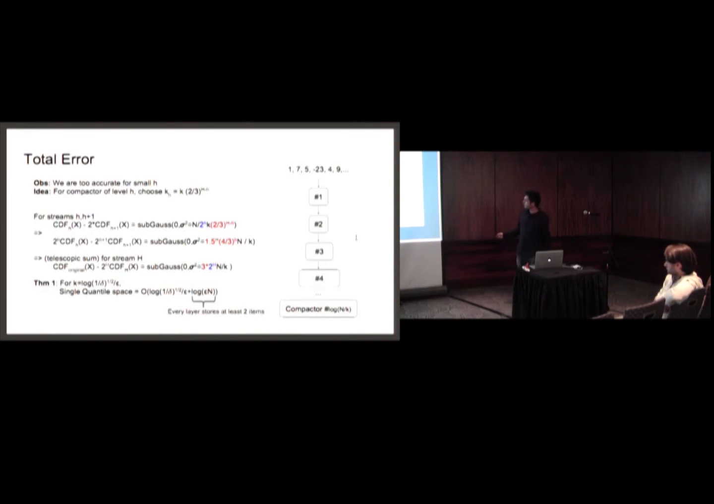And naively, you'd still need something to do with log n, because there are log n many layers, and each of them requires constant memory. You can't do less than 2 items.